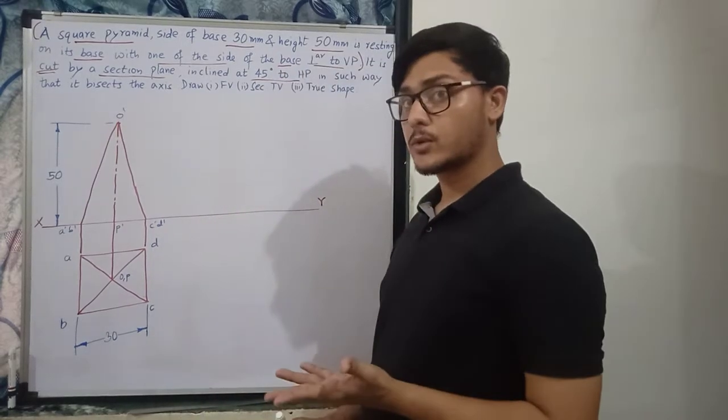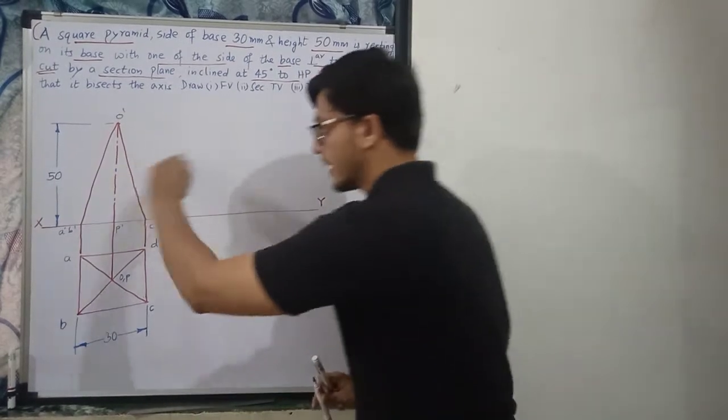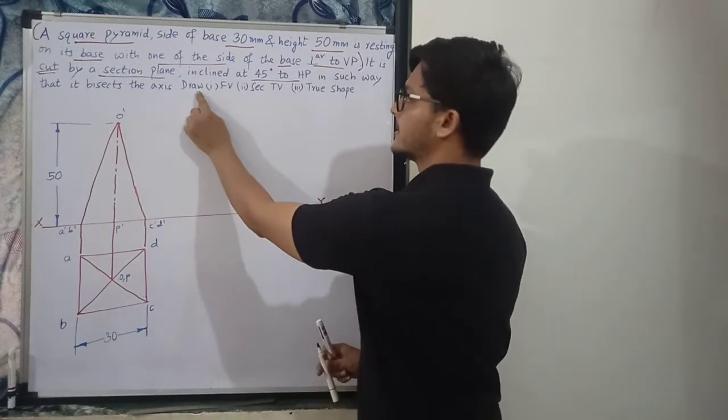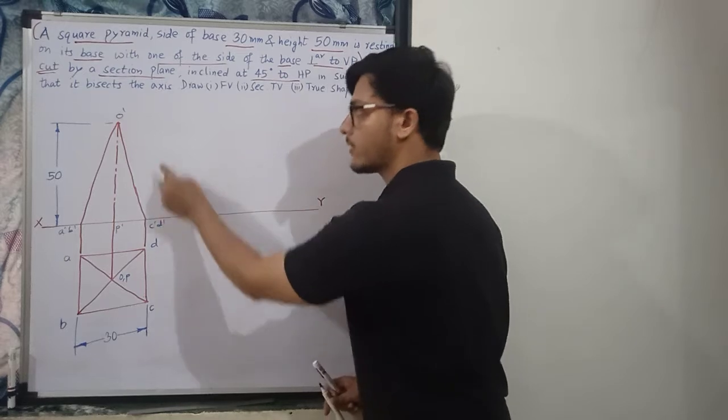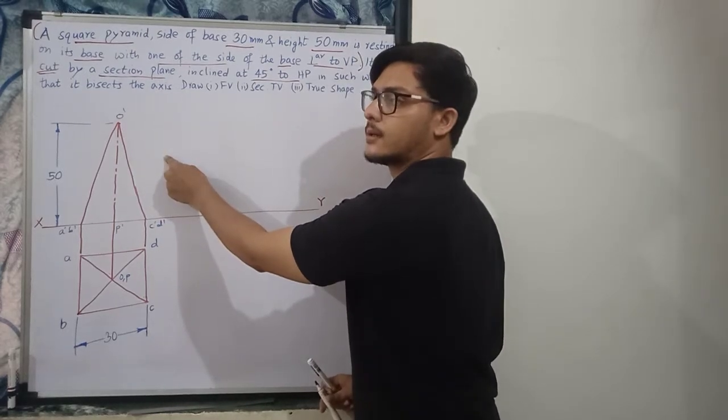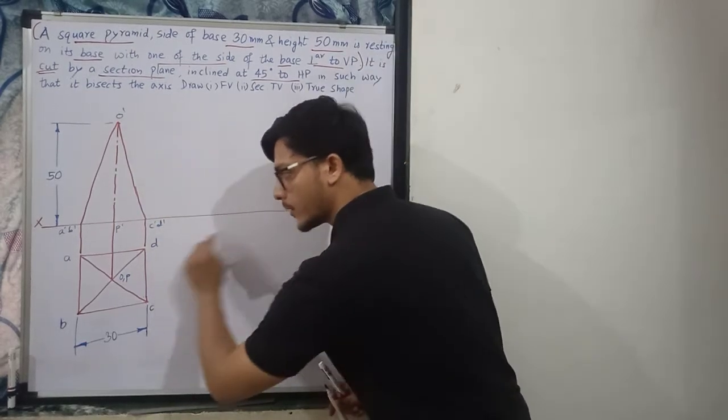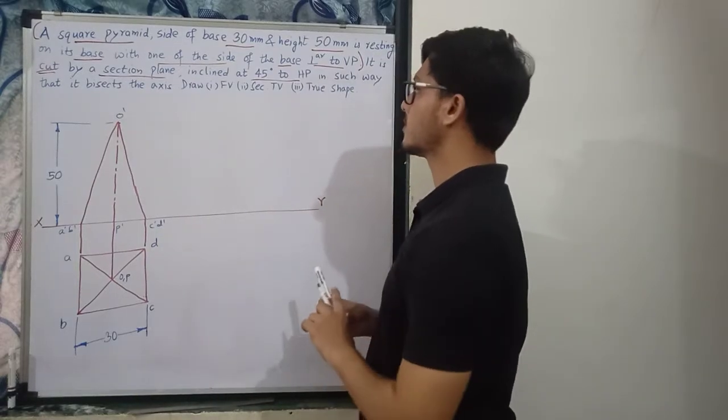Another thing: how do we know where to draw the section line, this cutting line? By seeing this: draw front view, sectional top view. If you have to make the sectional top view, you have to cut the front view. If you have to make the front view, you have to show the cutting line in the top view. By this also you come to know.